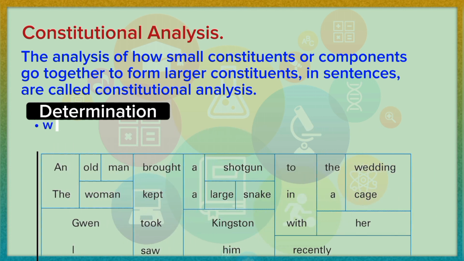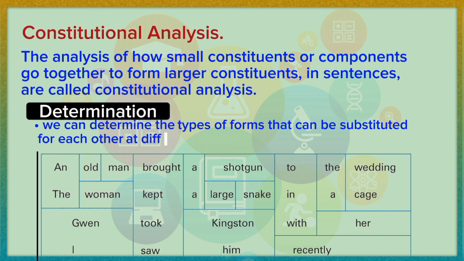Using this kind of diagram, we can determine the types of forms that can be substituted for each other at different levels of constituent structure. One advantage of this type of analysis is that it shows rather clearly that proper nouns or names and pronouns, though they are single words, still can be used as noun phrases, and they can occupy the same constituent space as longer phrases such as "an old man."